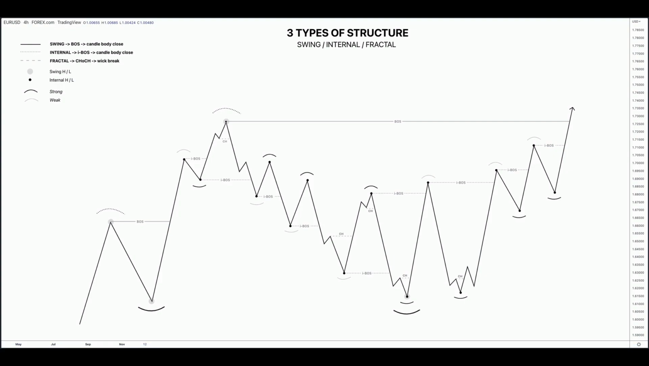Before we apply the frameworks that we've been learning so far to real price action examples, we need to go over a little bit more theory first. In the previous lesson, the frameworks you were learning were pretty much just about what we call swing structure.